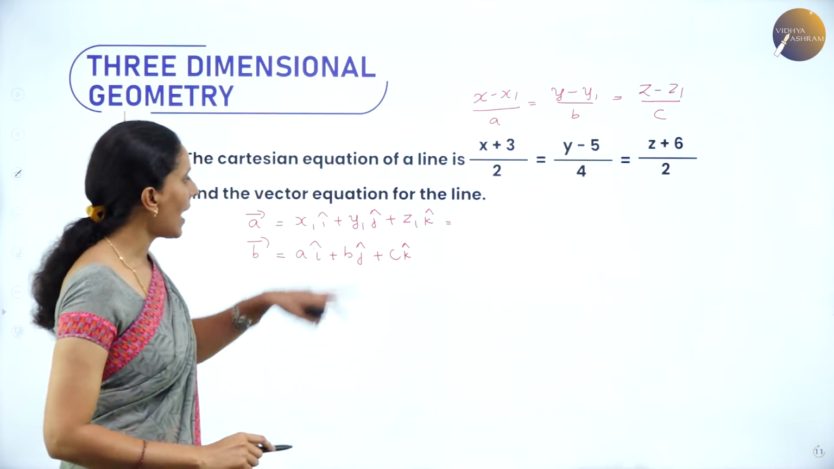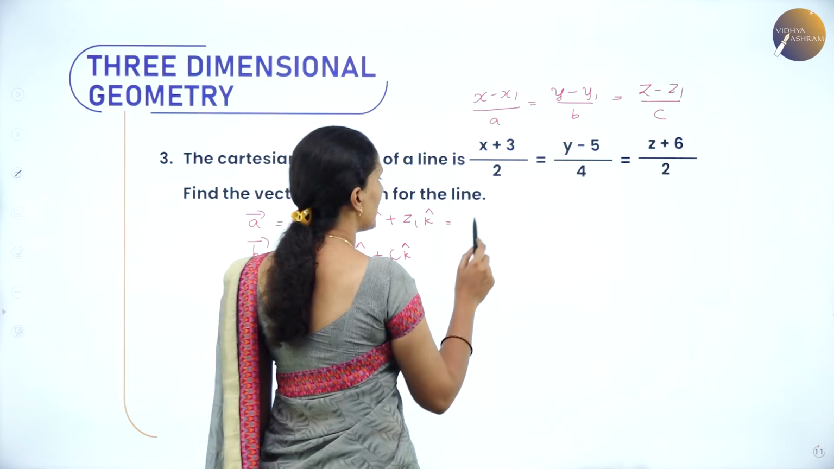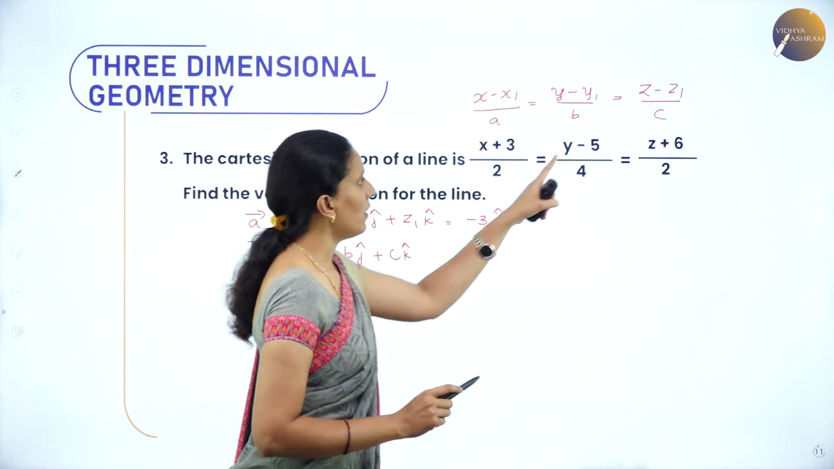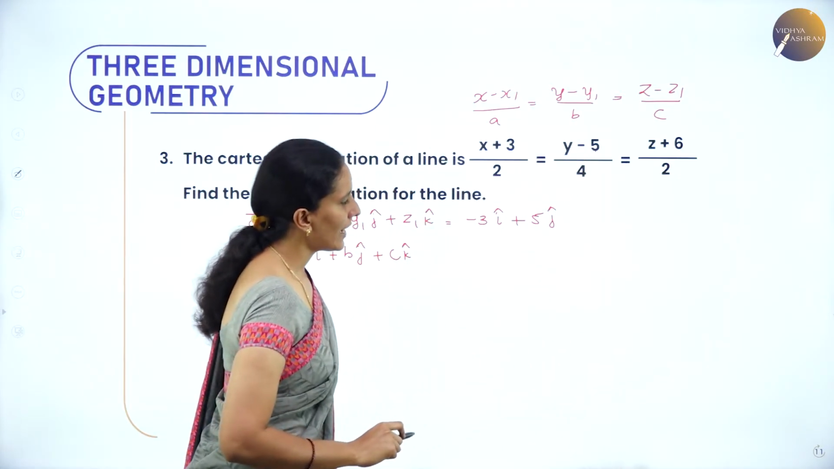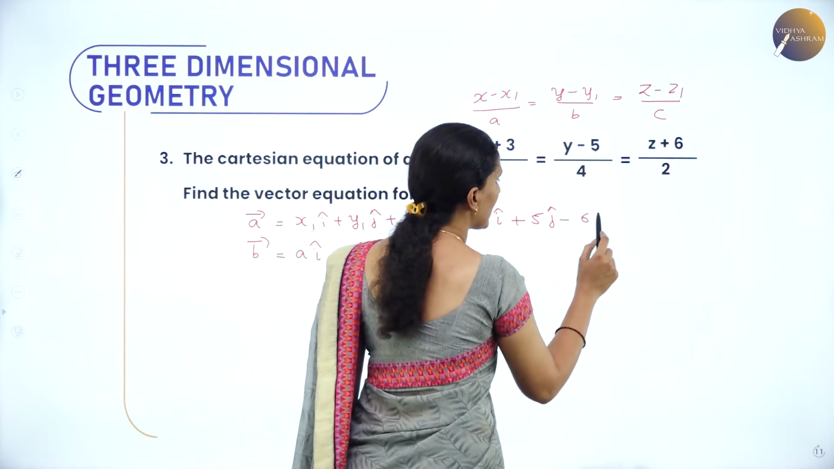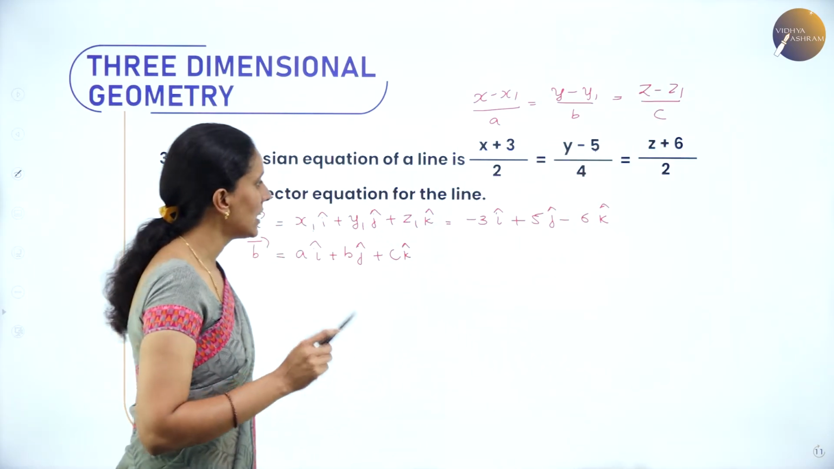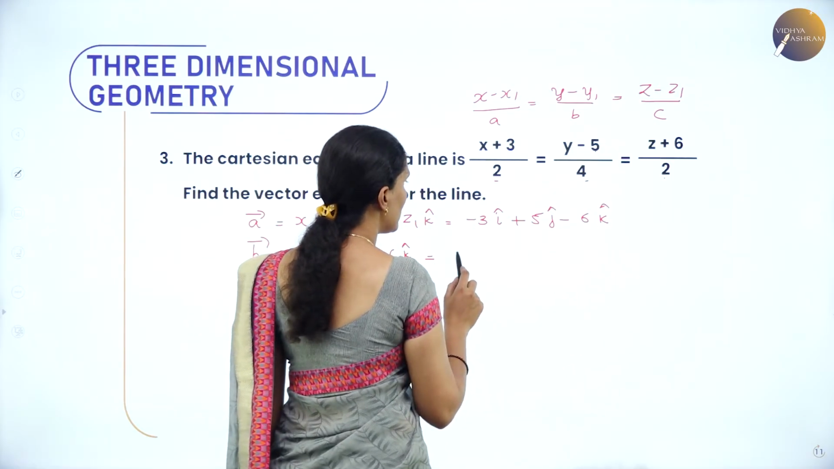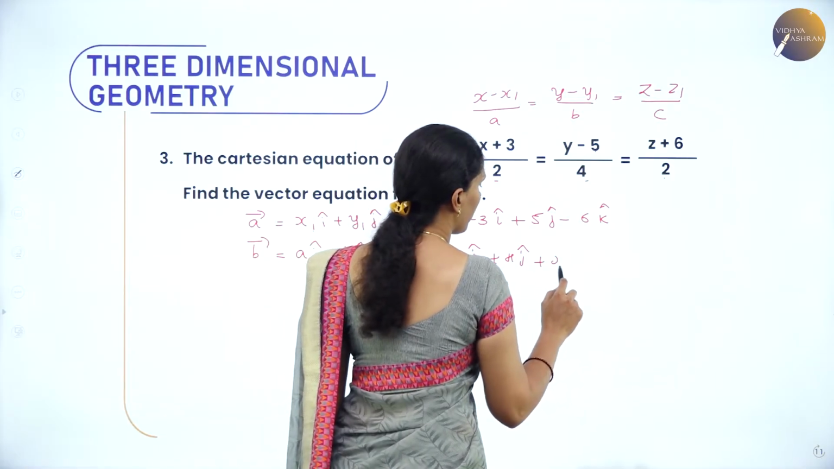Comparing to the standard equation, we have x1 as minus 3, so it is minus 3i, and y1 is 5, so plus 5j. And what is z1? They have given us plus 6, but the value should be minus 6. Here we have minus, here we have plus, which means the value of z1 is minus 6. Next we need a, b, c, which is 2, 4 and 2. So it is 2i plus 4j plus 2k.